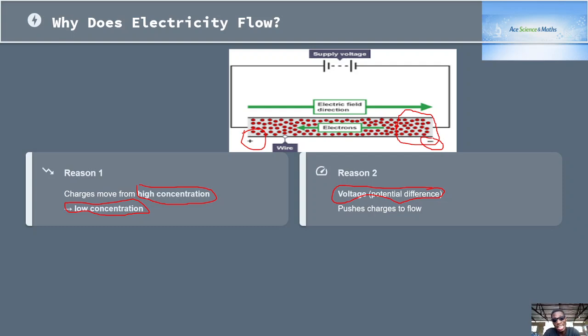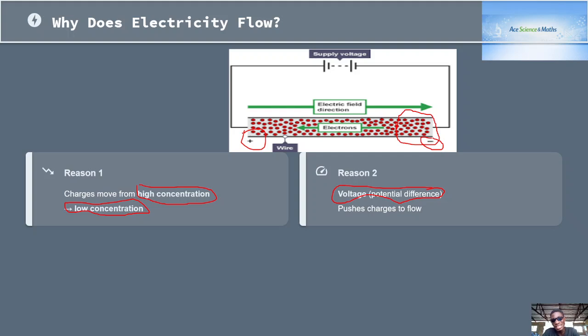So if there is no high concentration to low concentration, if electrons do not move from the negative charges to the positive side, there is no way electrons will flow or electric current will be generated. So just like water cannot flow without a slope, it's the same way current electricity cannot flow without potential difference. So this is very important for us to understand.